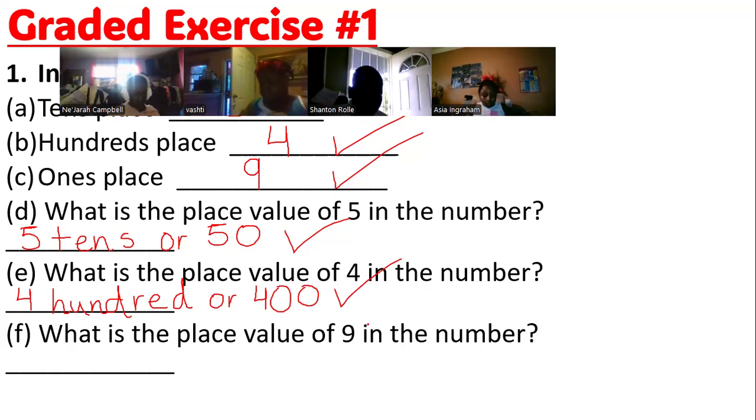What is the place value of 9 in the number? 9 ones or 9. Very good.